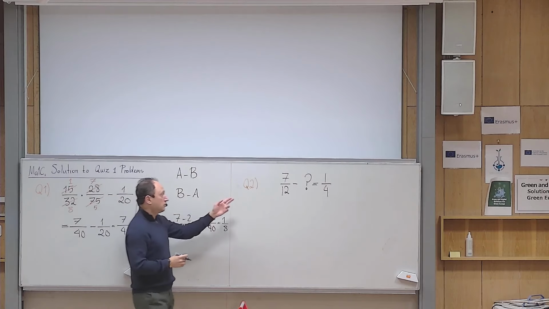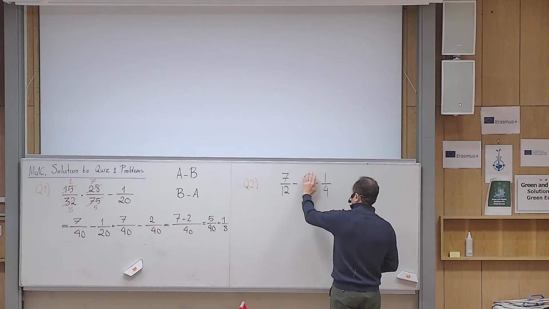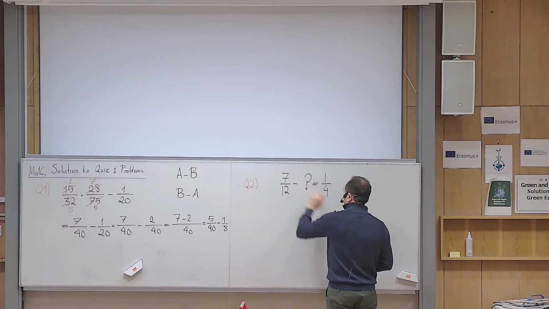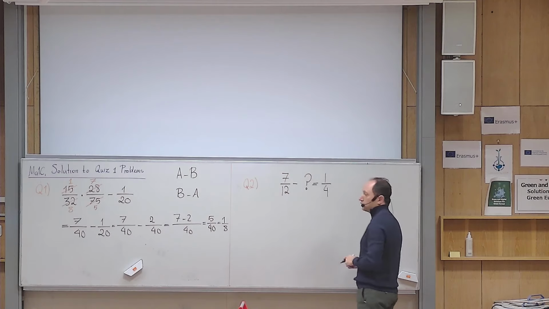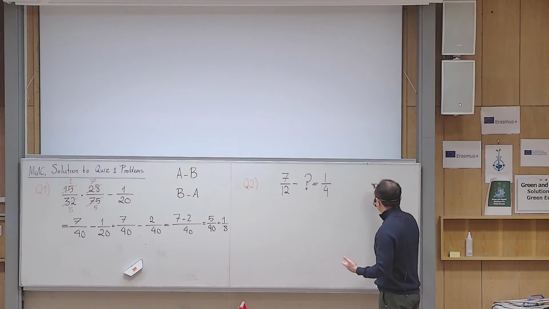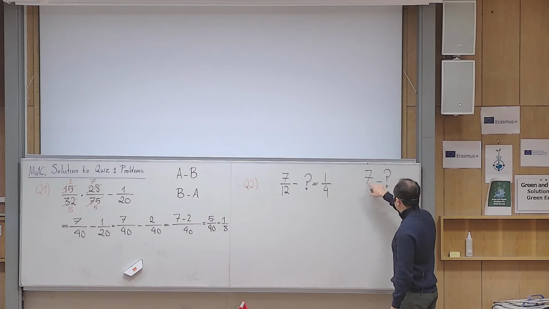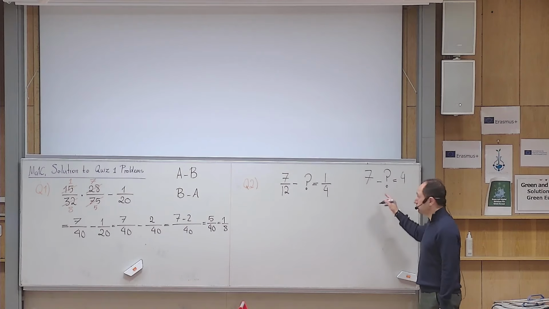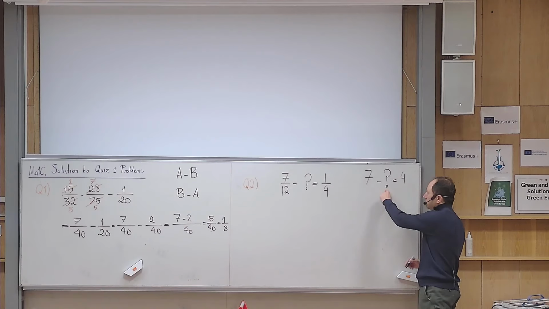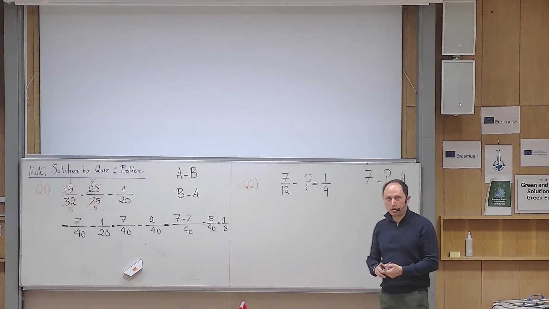So the question mark here, I am looking for a fraction so that when I subtract the fraction from 7 over 12, the answer becomes 1 over 4. Okay? And that is easy, yes? For example, let us say that I ask you this. What is the number so that when I subtract this number from 7, the answer becomes 4? It's very simple. Of course, this is so simple that you can guess that number is 3. But let us assume that we cannot guess.